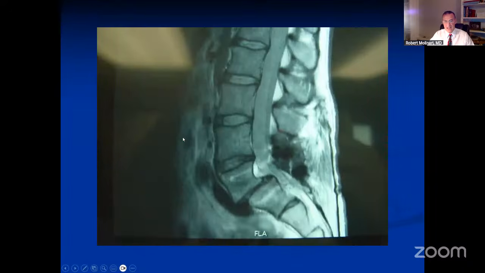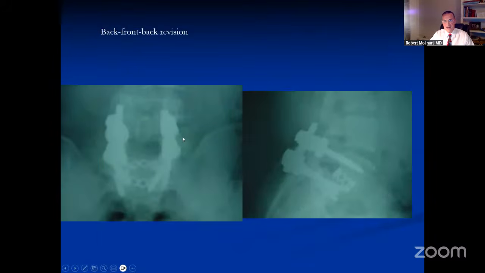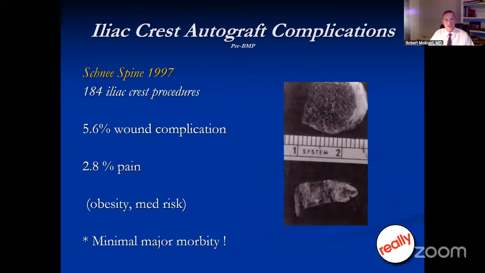So again, I got an MRI on this. I wound up reconstructing this with a front-back procedure, which is a major procedure for the patient. But I would submit to everyone that this could have been avoided by using appropriate bone graft in the initial surgery. So pseudarthrosis is important.